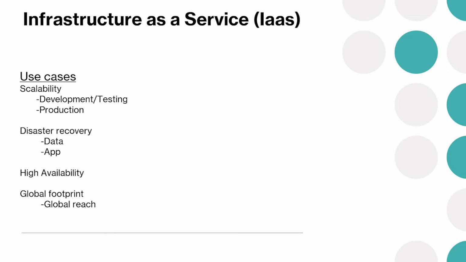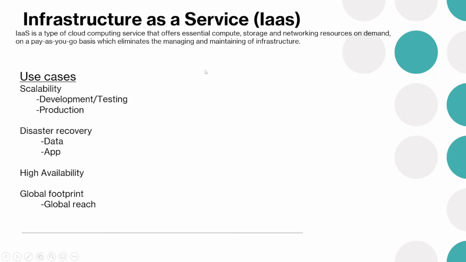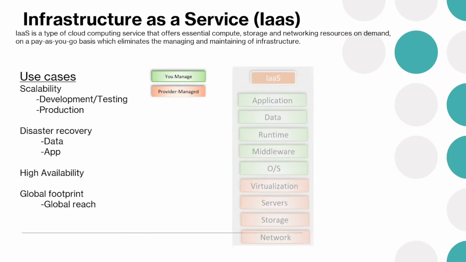In IaaS, so what exactly is infrastructure as a service? IaaS is a type of cloud computing service that offers essential compute, storage and networking resources on demand on a pay-as-you-go basis, which eliminates the managing and maintaining of infrastructure. So unlike on-premise, you don't have to maintain and manage the infrastructure. That is managed by the provider. Again, we'll use a legend: what you manage and what the provider manages.